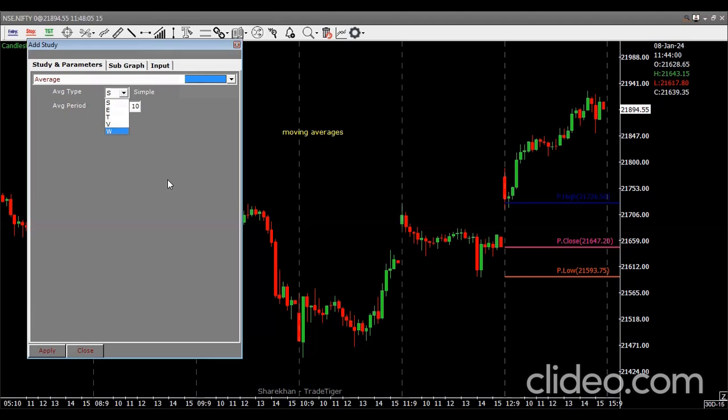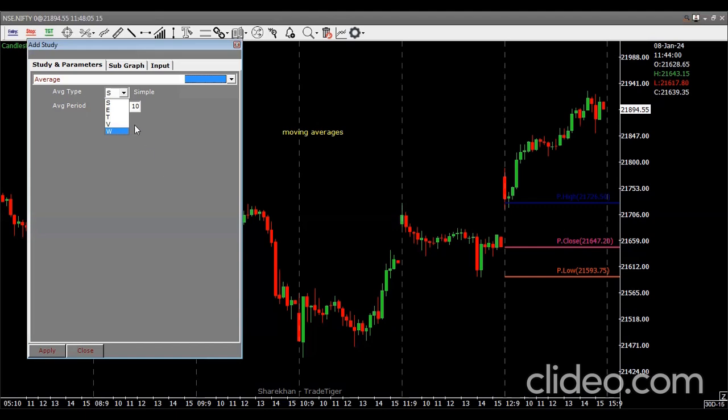Okay, simple moving averages take all the data points and exponential moving averages take important data points. Just the difference between these two is that simple moving averages take all the data points available, and exponential moving averages take the important data points in the meantime.